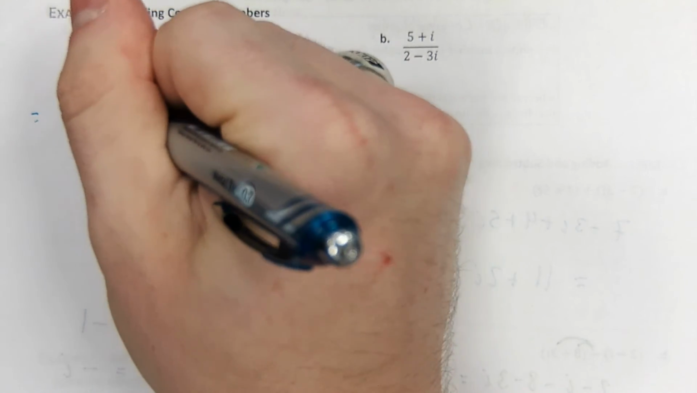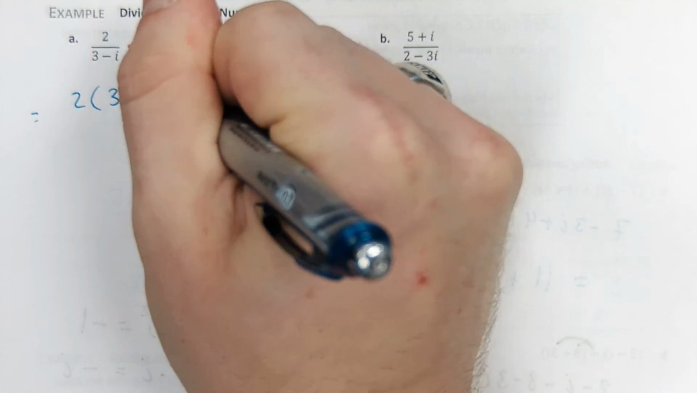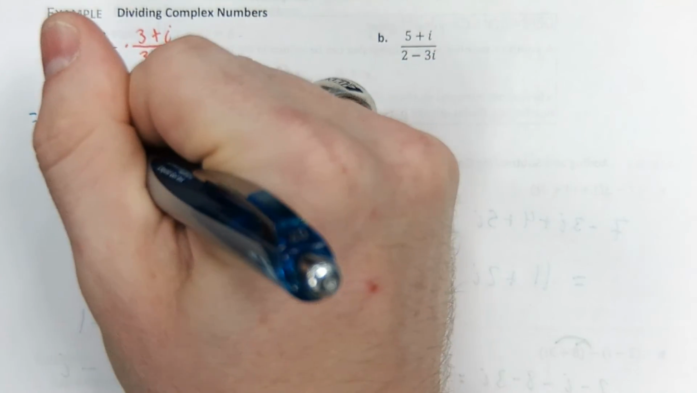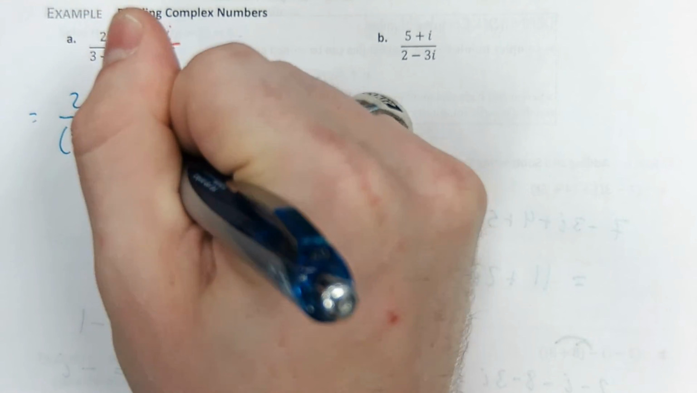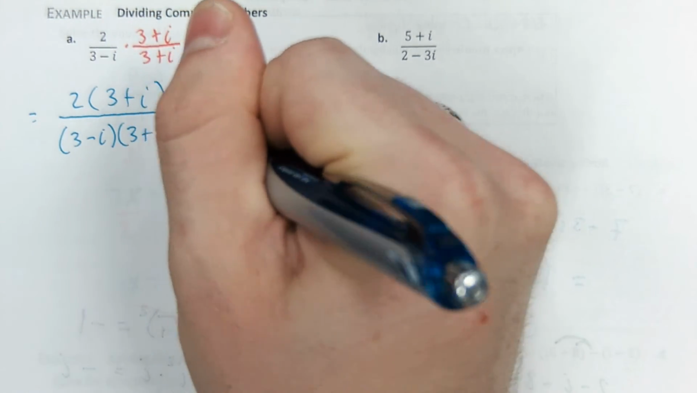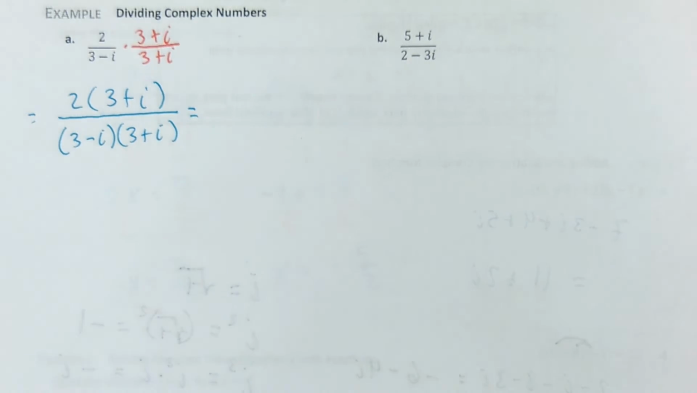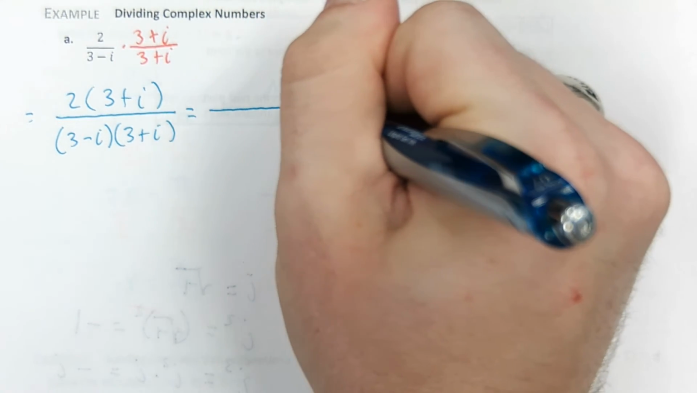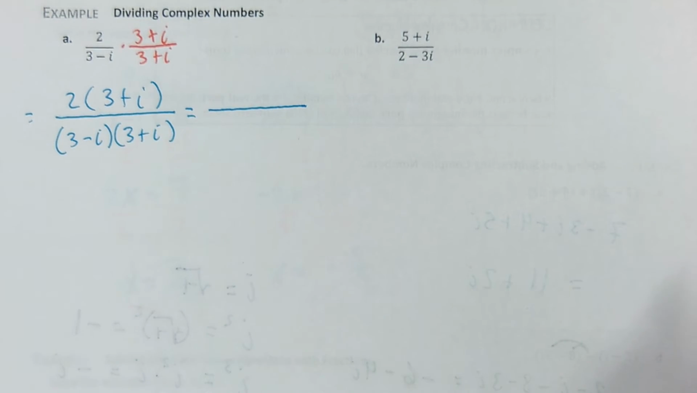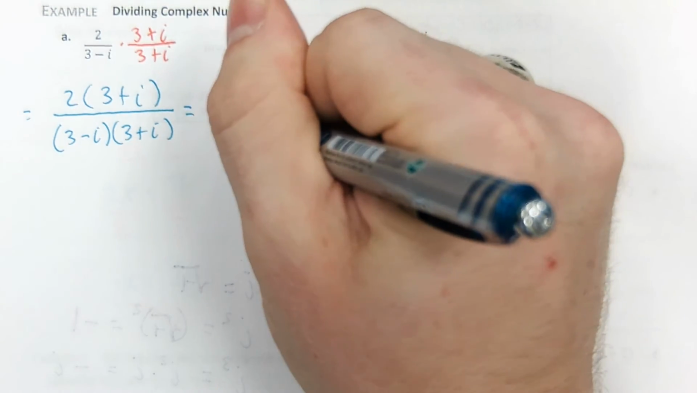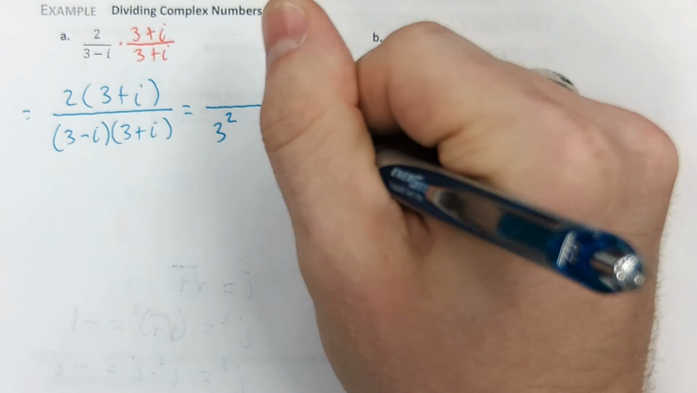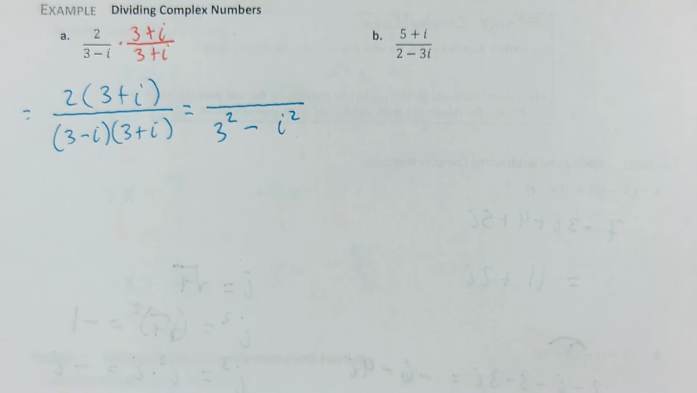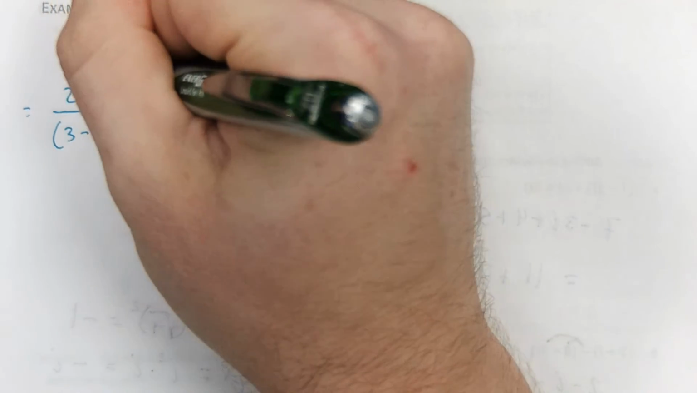Top of the fraction is going to give us a 2 times 3 plus i. Simple distribution is going to occur up there. And on the bottom, we obviously have 3 minus i times 3 plus i. But remember, multiplying conjugates is always going to give you difference of two squares. So you square the front, square the back, put a minus sign in between. In the numerator, we are just distributing a 2.